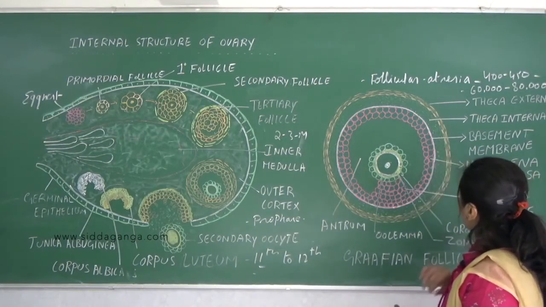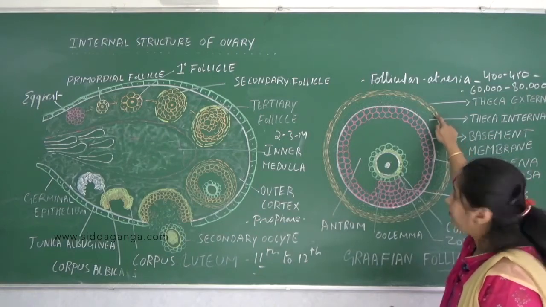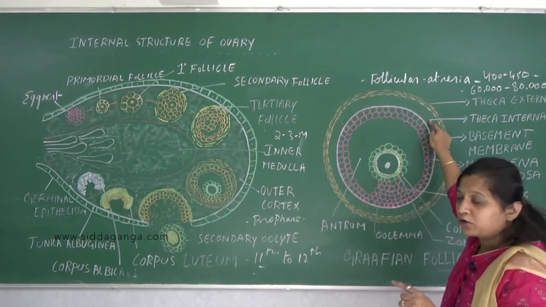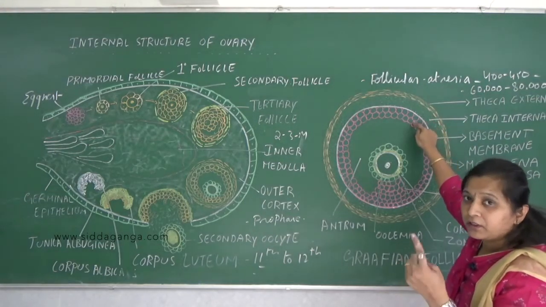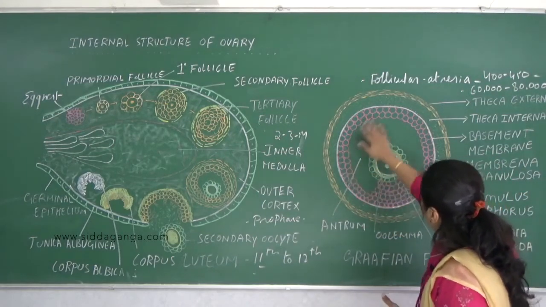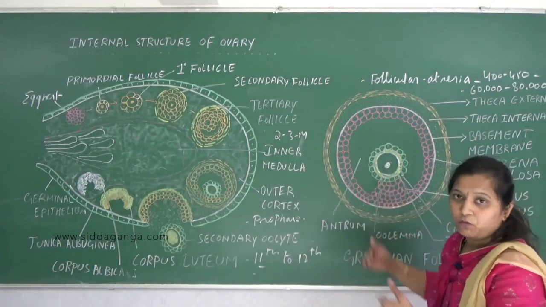So, theca externa is a fibrous layer, whereas theca interna is a glandular layer which secretes androgen, and the granulosa cells convert the androgen into estrogen. This is the structure of the mature Graafian follicle which undergoes ovulation.